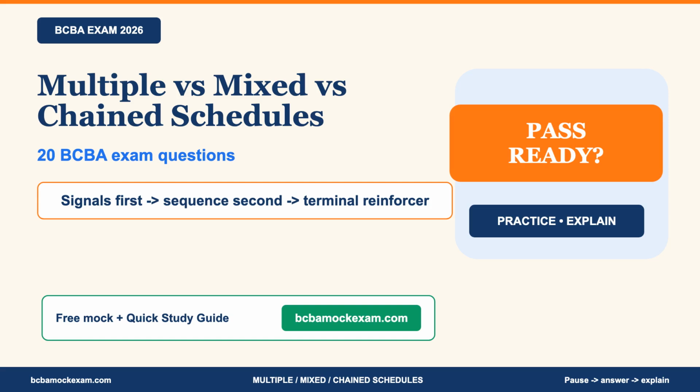Multiple schedules, mixed schedules, and chain schedules are easy to confuse because all three involve more than one component. Before we practice, get the sorting rule clear with definitions and concrete examples. First, ask whether the components are signaled. Then ask whether the learner must move through a required sequence. Then ask whether completing earlier components leads toward a terminal reinforcer.